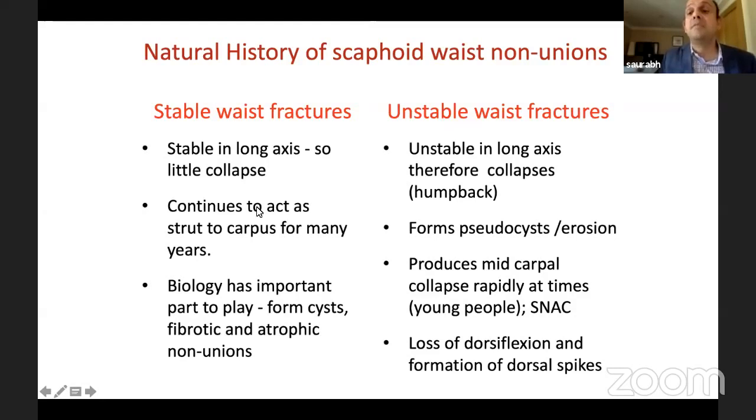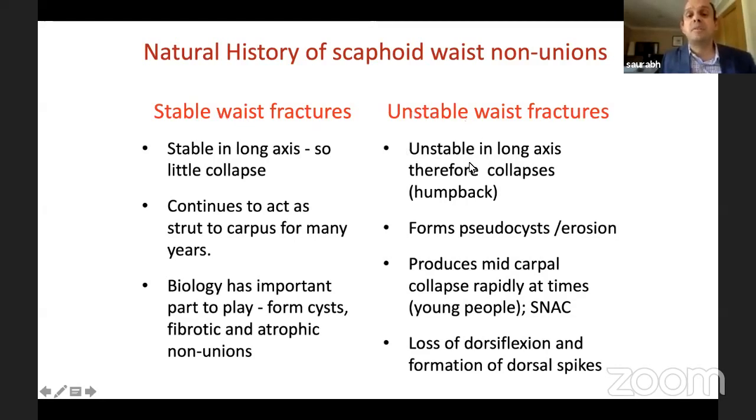These are the ones which can even come after 10 years, 15 years, but you will not see classical SNAC. So if you ever wondered why one X-ray of a waist has SNAC and the other doesn't, this is the reason, because they were stable waists.